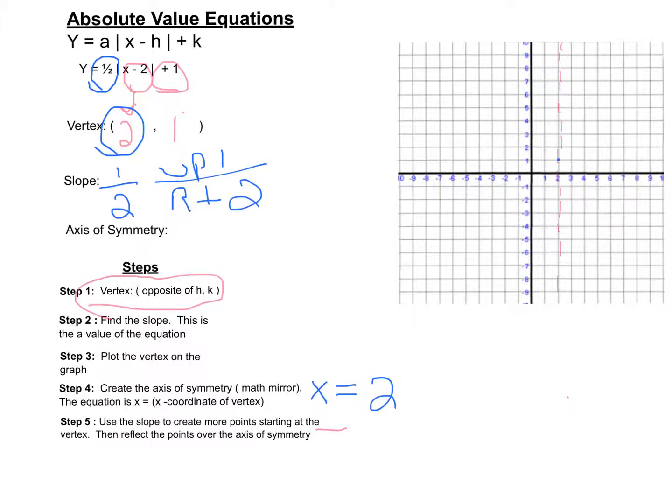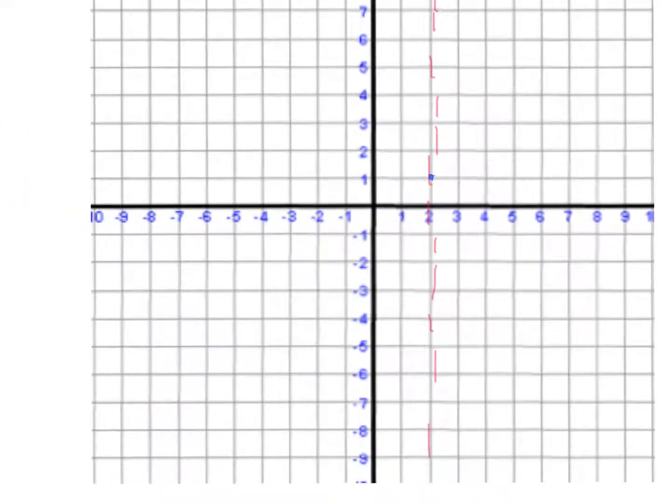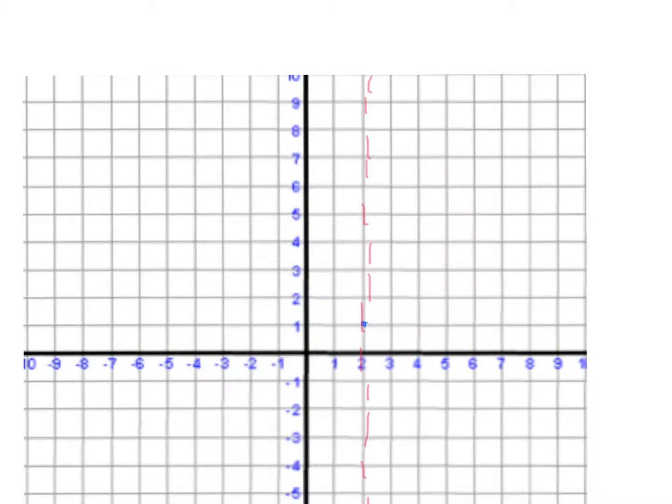Alright, so now our next step is using the slope to create some new points. Now again, my slope is 1/2, so we're going to go up 1 to the right 2 from the vertex. Okay, so here we go. I'll use black. So I'll go up 1 to the right 2. Make my point. Up 1 to the right 2. I'll do one more just for fun.